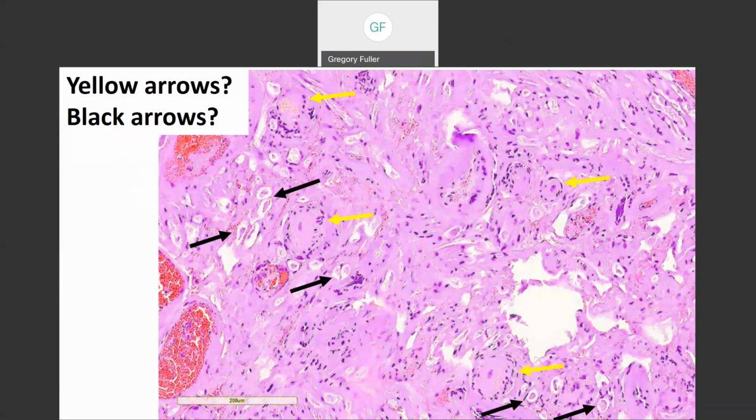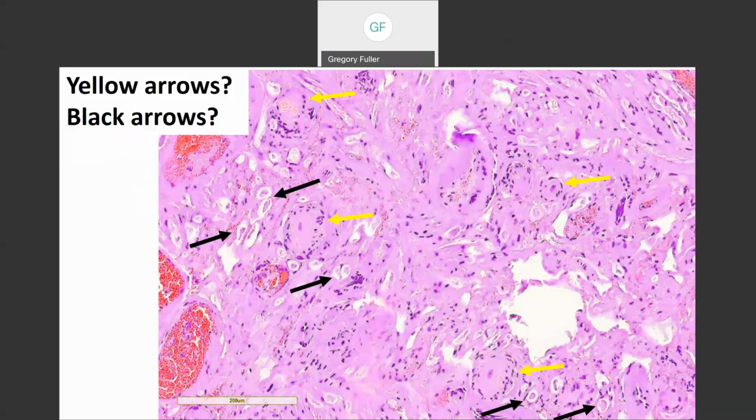The yellow arrows are the ganglion cells, the black arrows are myelinated axons. How do I know they're myelinated axons, besides the fact that they're surrounded by a clear area, which I know is extracted myelin sheaths? Well, I know they're myelinated. I know they're not unmyelinated axons. How do I know that?